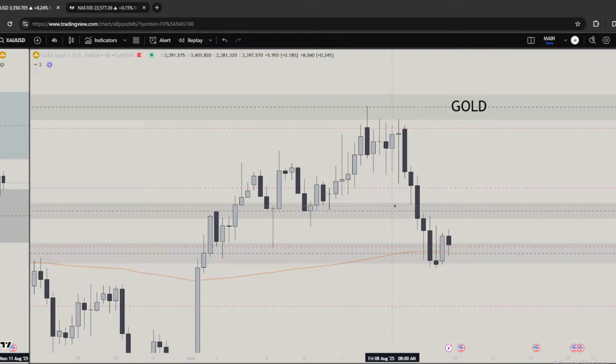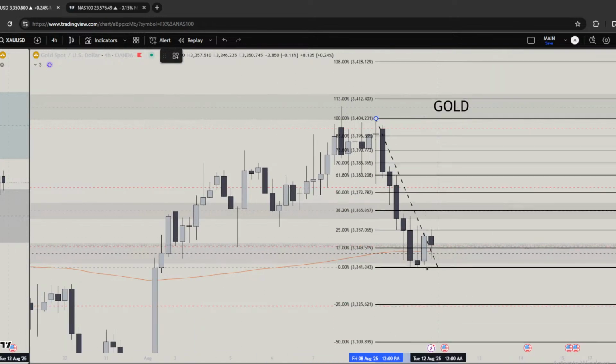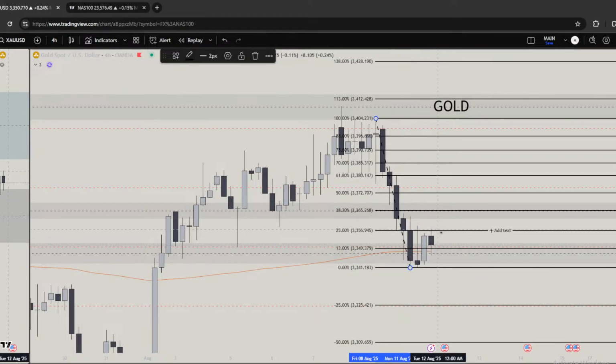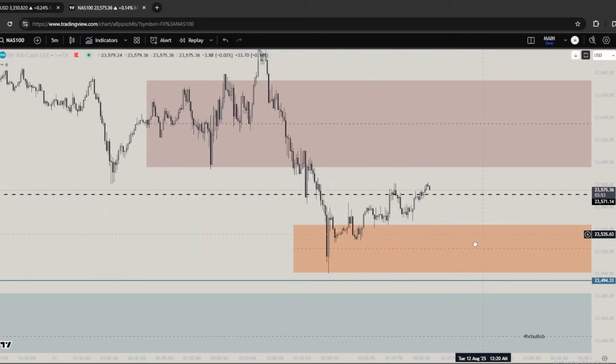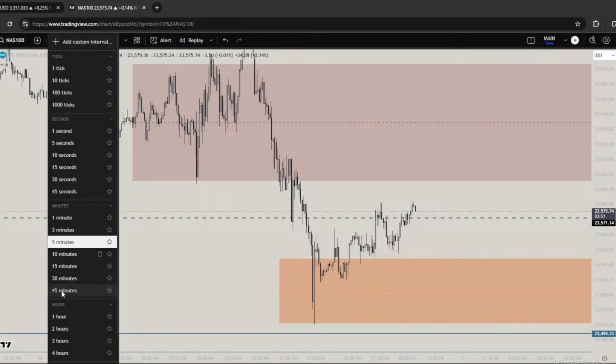If this gold pulls back up, I'm gonna add another contract on. I'm gonna be watching that gold, because if we pull back up, I'm adding another contract. I need to be watching Nas too.